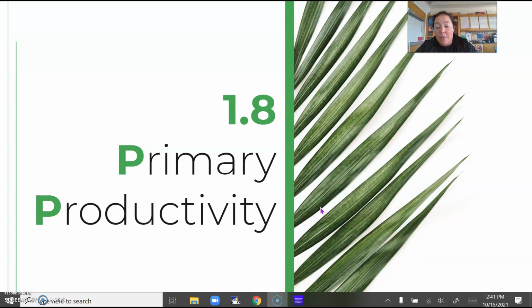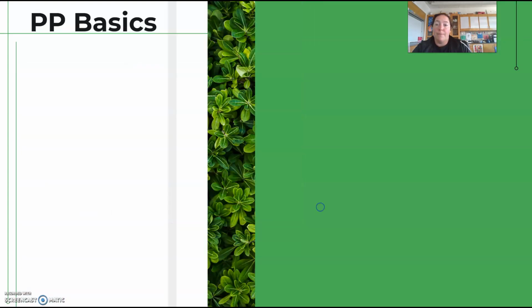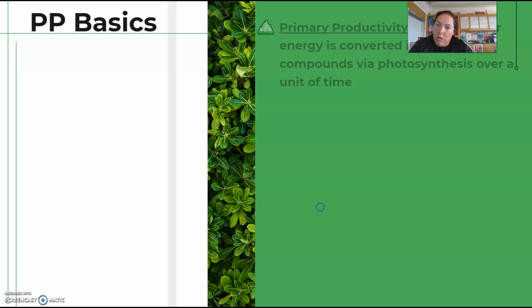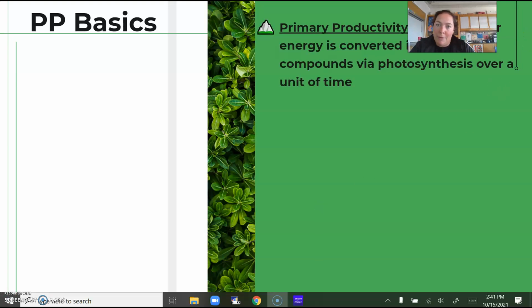Primary productivity. This week, we're going to be talking about the recycling of energy through an ecosystem. We've already talked about the recycling of nutrients and minerals. Now we're going to talk about how energy cycles through an ecosystem. So it's our first little baby bit of math.